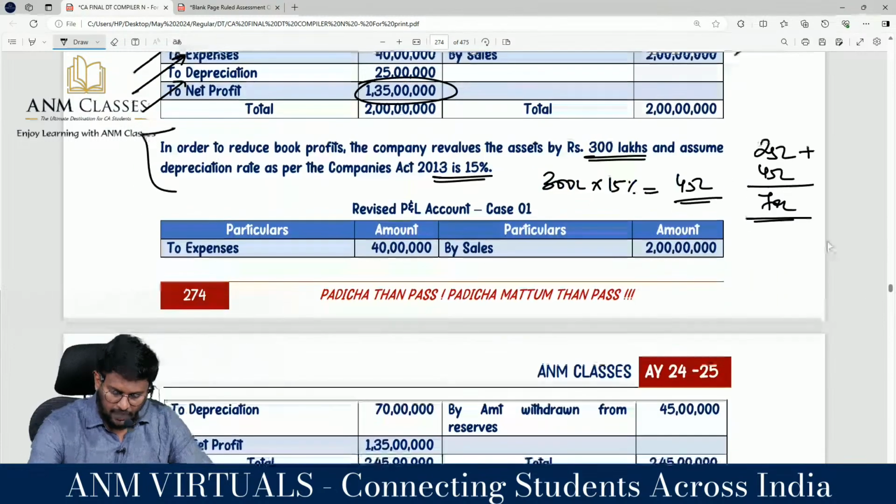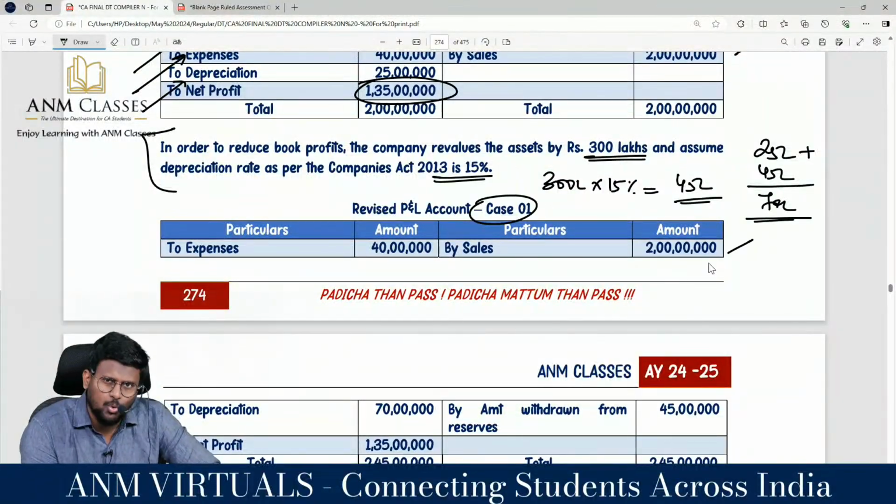depreciation. Revised P&L, case number 1. What is the sales? 2 crore.